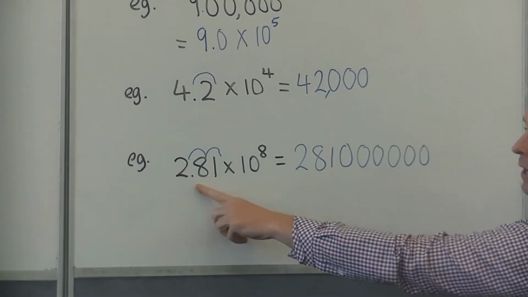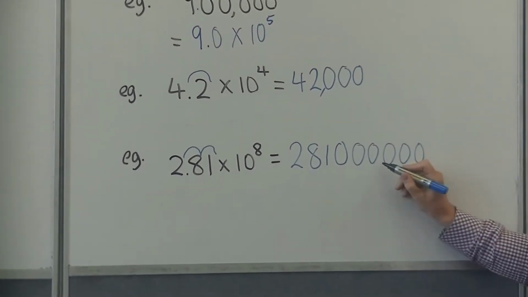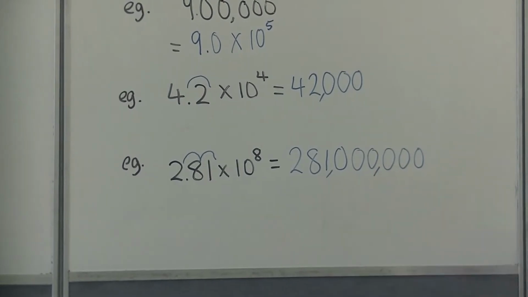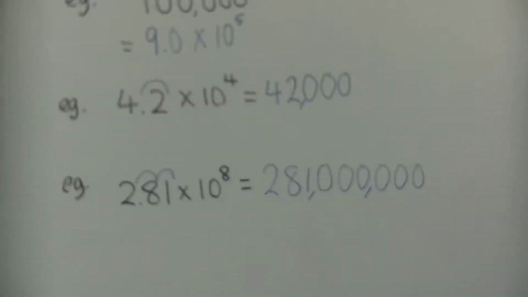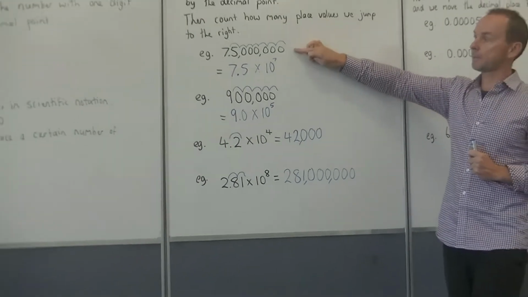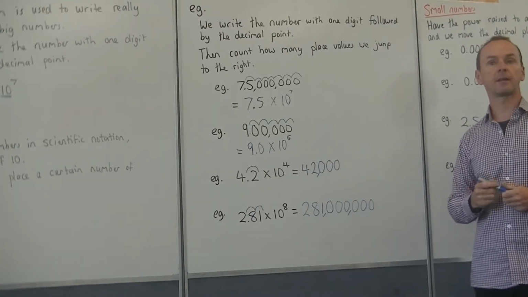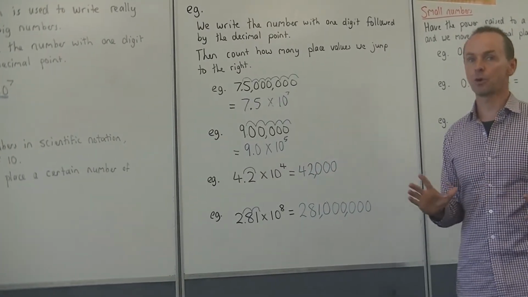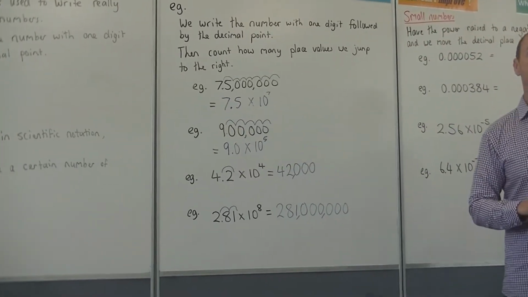So that number in scientific notation is that number as a basic numeral. And of course you should put commas in to make it a bit easier to understand. So that number is 281 million. Now we've written numbers from basic numerals to scientific notation, and also back the other way. If you need to pause the video now, that's fine. Otherwise, I'm going to keep going with small numbers.